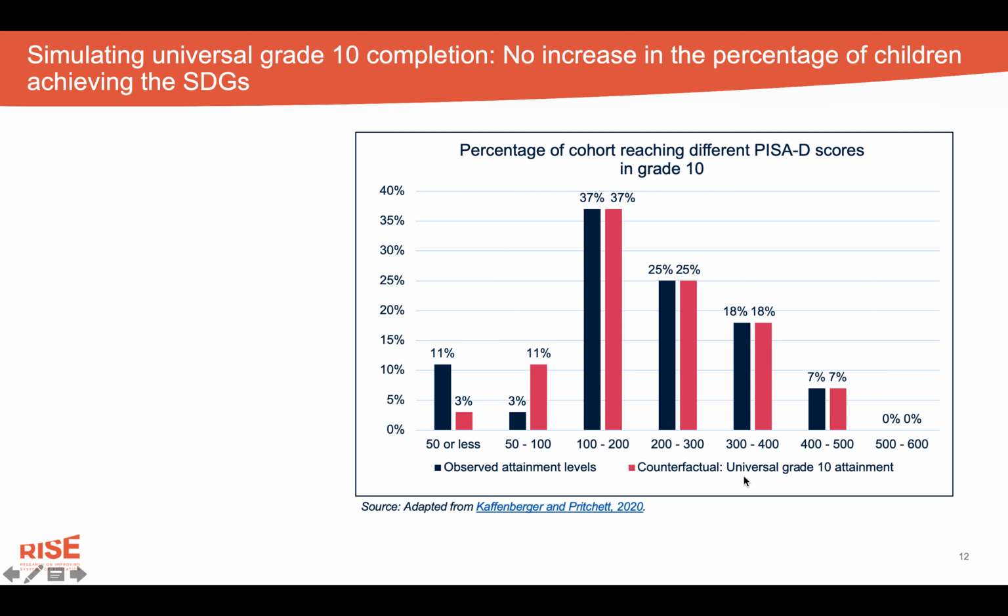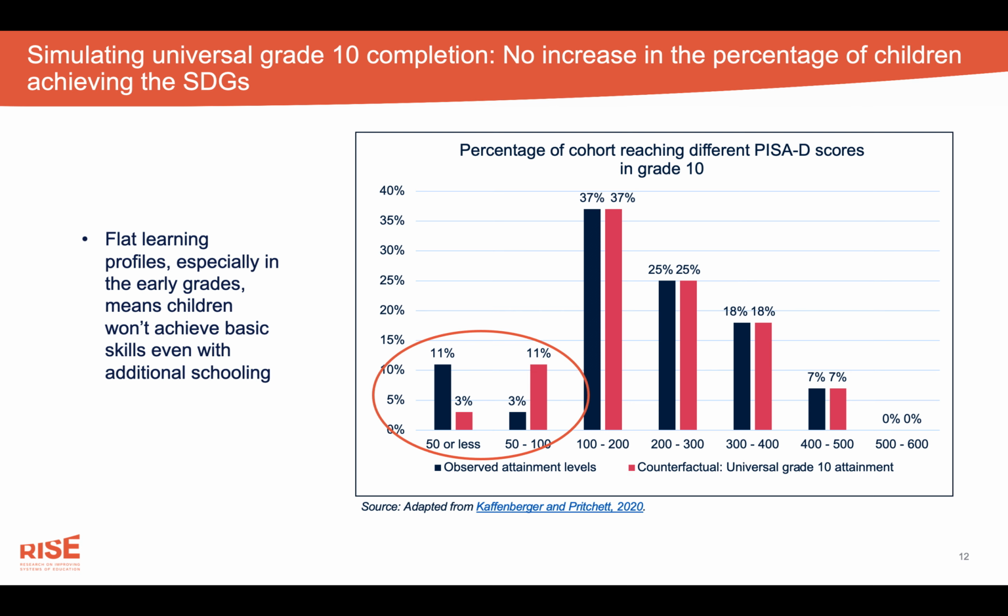So not just within the PISA-D countries, the 30% that complete grade 10, but actually 100% of children would complete grade 10. And what we see is that there is a bit of change at the very low end of the score distribution for PISA-D, but because those children's learning profiles are flat, they won't achieve basic skills even with additional years of schooling. So if we wanted to get to a higher altitude, going up very, very flat flights of stairs will just take us a very long time to reach a certain altitude. And this is exactly the same issue that we see here with just adding on years of schooling when kids aren't actually benefiting so much from additional years of schooling on learning.